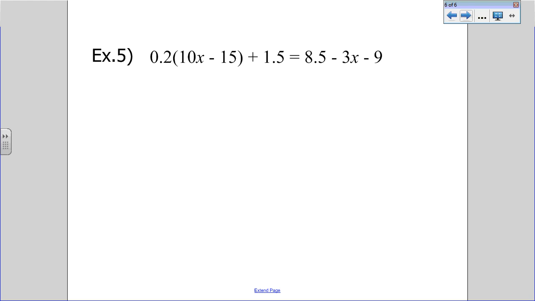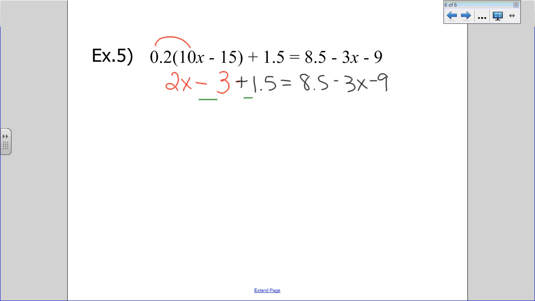If we take a look at number 5, what we need to do here is distribute. It's decimals, it's no different. So we're going to do 0.2 times 10, which is 2x, minus 0.2 times 15 is 3, plus 1.5, so don't forget to bring that down. So I'm going to try and keep that in a color so you guys can see when I've changed something in the equation. And then this is 8.5 minus 3x minus 9. Now you could have combined like terms there, but I'm going to do that in my next step.